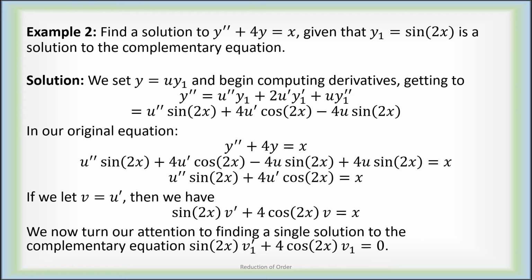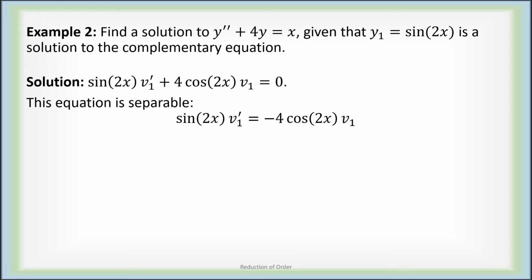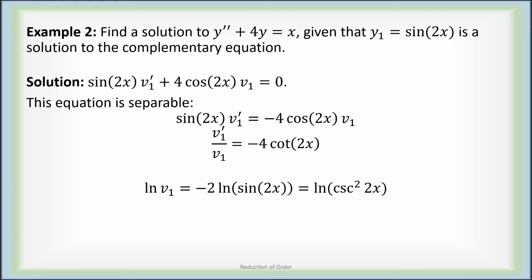sin 2x v1 prime plus 4 cos 2x v1 equals 0. So we need to find some v1 that solves this. This happens to be a separable equation, so we'll just solve it that way. Moving one term over to the other side and then separating our variables, we get that the log of v1 is negative 2 log of sin of 2x.